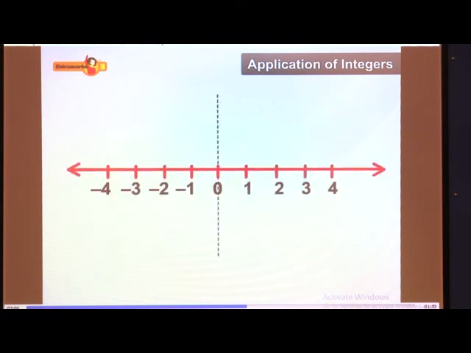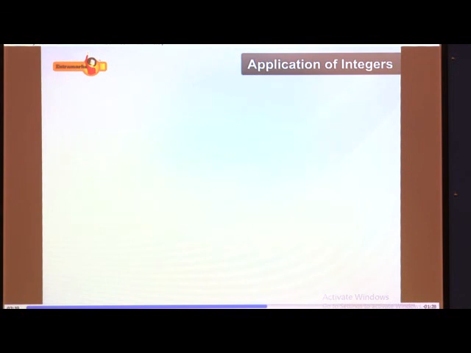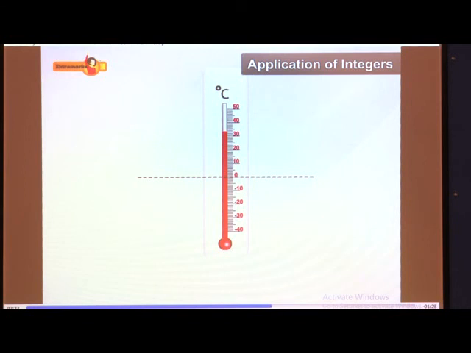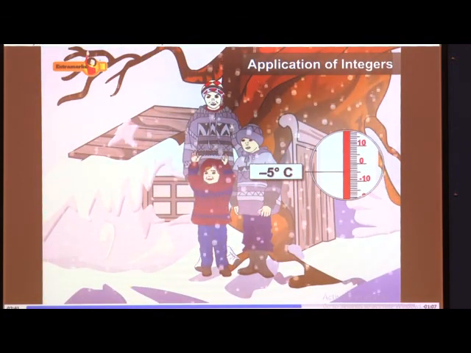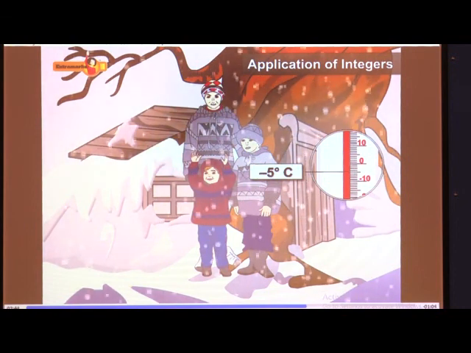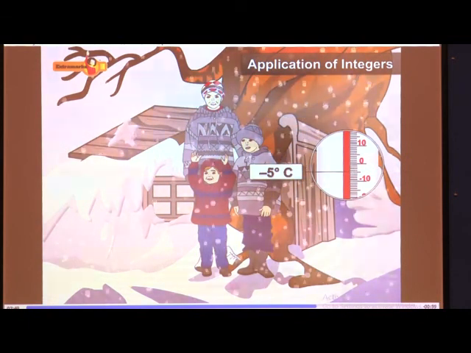To locate the position of a point on a number line, we use negative integers to represent the left direction, positive integers as the right direction, and 0 as the origin. Integers are also used in a room thermometer. We can see positive numbers above 0 and negative numbers below 0. If the temperature is above 0, say 35 degrees Celsius, we feel hot, and when the temperature is below 0 degrees Celsius, say minus 5 degrees Celsius, we feel bitterly cold. It helps us to know the climatic condition of a particular area.